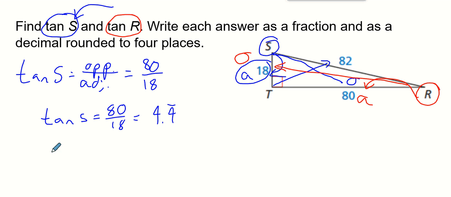So as I write my tangent of R, that is equal to the opposite of R, which is 18, and my adjacent side, which is 80. So as I simplify that and get a decimal, I will see that I get 0.225. Okay.